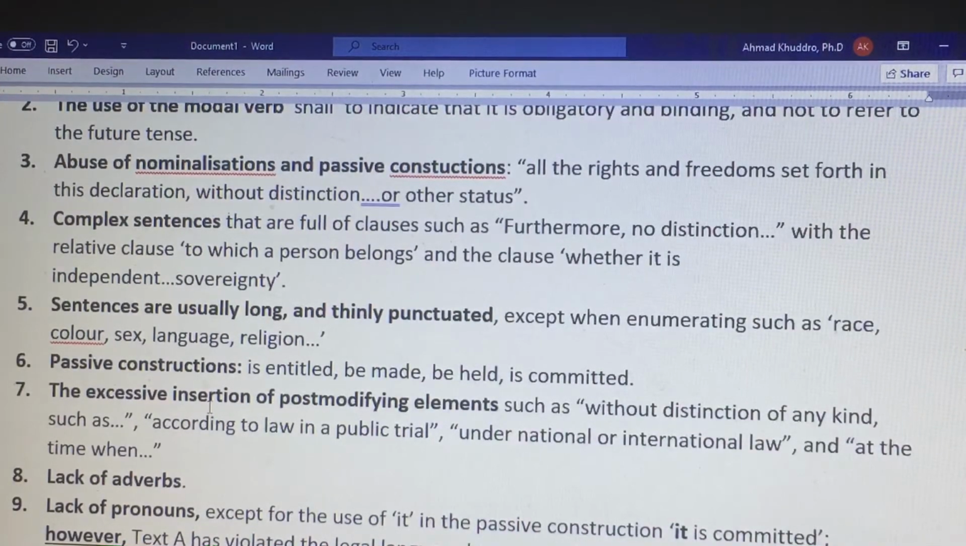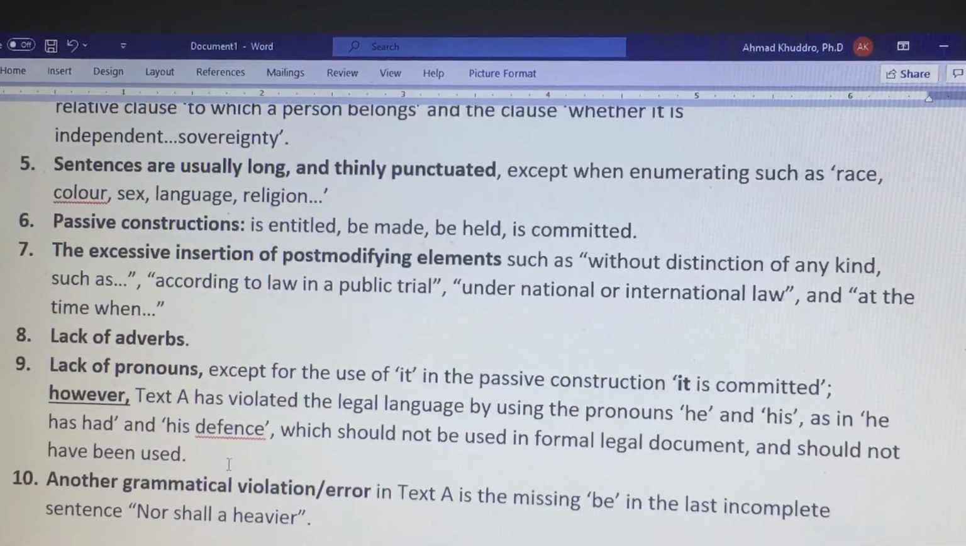And there is number 7, which is the excessive insertion of post-modifying elements. In other words, lots of phrases, such as without distinction of any kind. And it carries on and says, such as, and so on. It carries on. And then it says, according to law in a public trial. And then it says, under national or international law. These are post-modifying elements. Again, another additional post-modifying element being inserted is at the time when. It carries on right to the end. There are also, you notice, hardly any adverbs being used at all in that text that we have looked at earlier. And there is also a lack of pronouns, except, for example, the use of it.